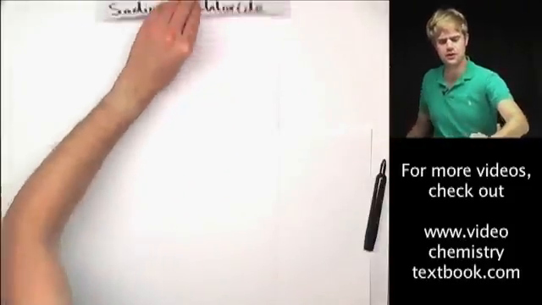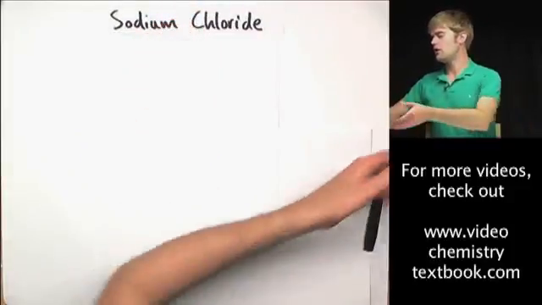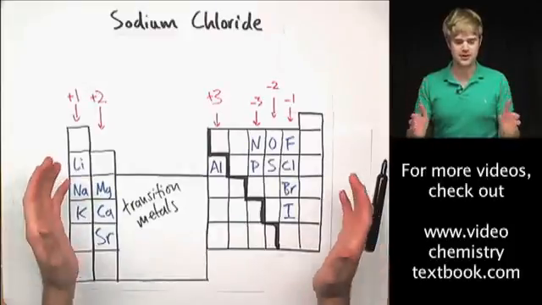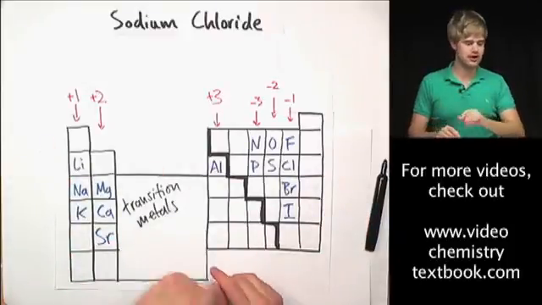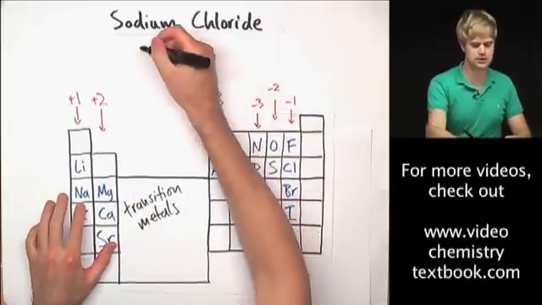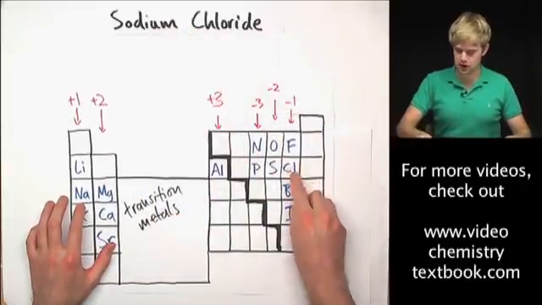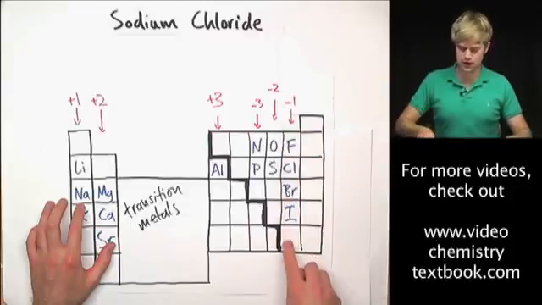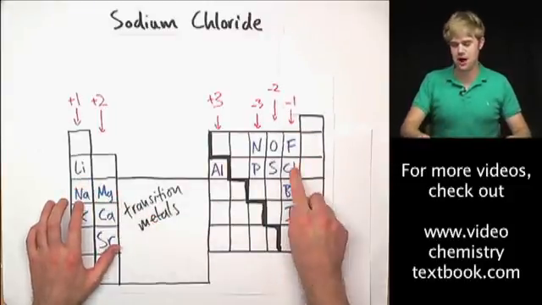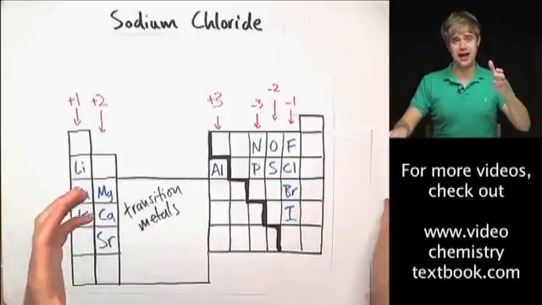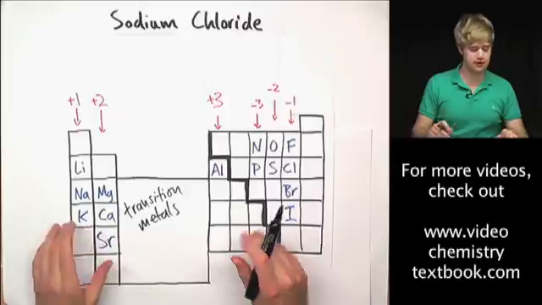Okay, here's another one. Sodium chloride, which is the name of common table salt. Once again, I'm going to find them both on the periodic table. Sodium right here is in the 1 plus column, and chlorine or chloride is in this column right here. We've got metal and nonmetal, so we're dealing with ionic compounds, which means the atoms have charges. Now I want to figure out what the charges are.